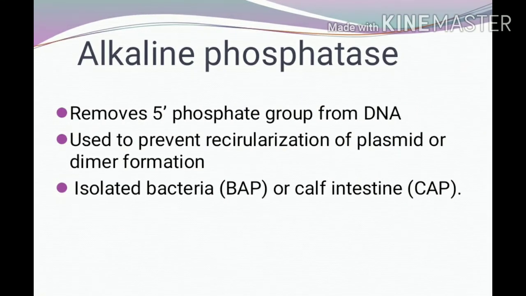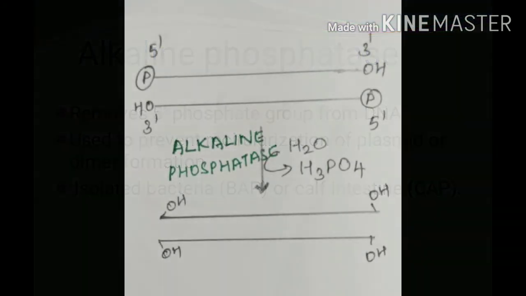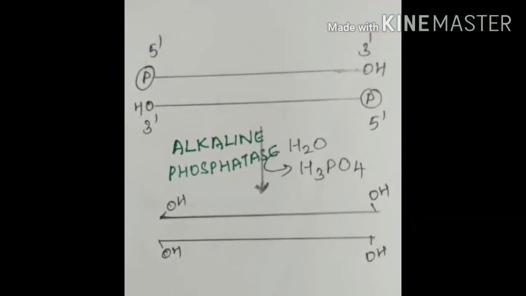Alkaline phosphatase is an enzyme that removes the 5' phosphate group from DNA. It is isolated from bacteria and calf intestine. It is used to prevent recircularization of plasmid and intramolecular association, or to prevent dimer formation, that is intermolecular association. The action of alkaline phosphatase is opposite to that of kinase. While kinase adds the phosphate group to the 5' end, alkaline phosphatase removes the phosphate group from the 5' end.